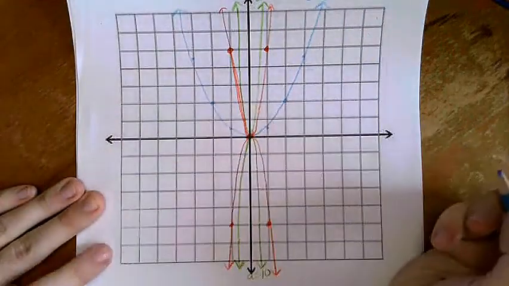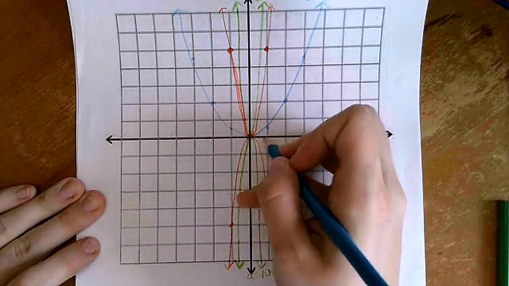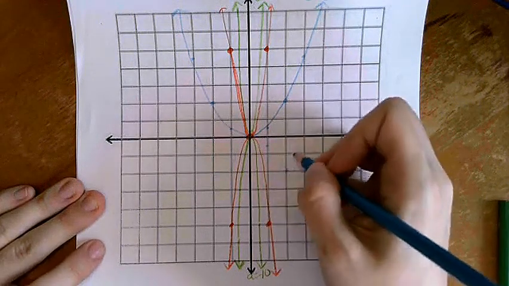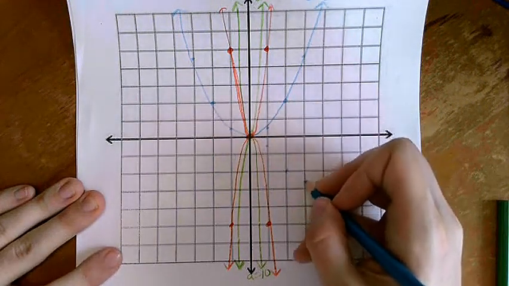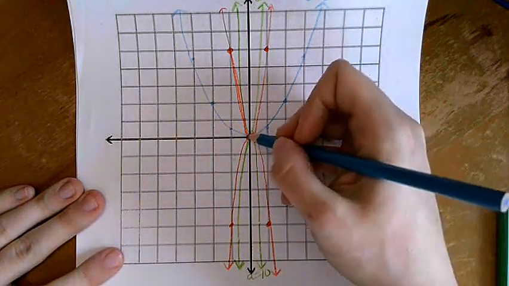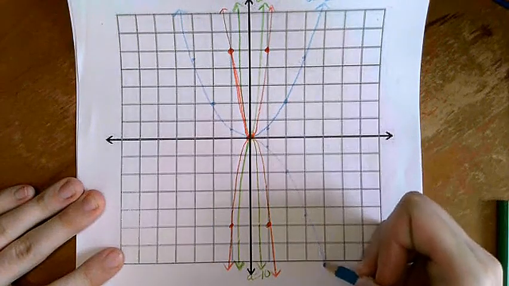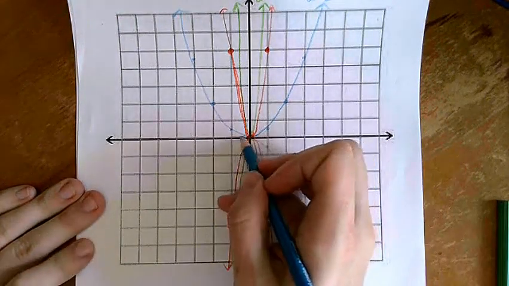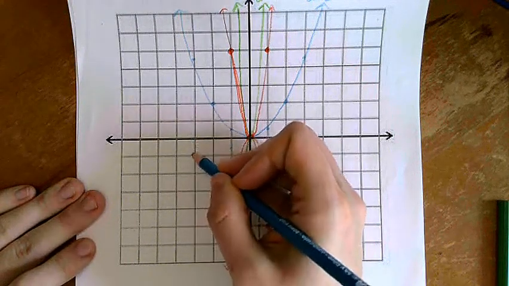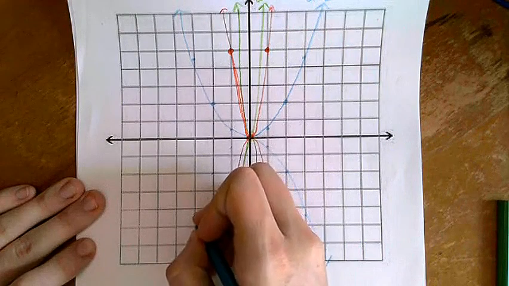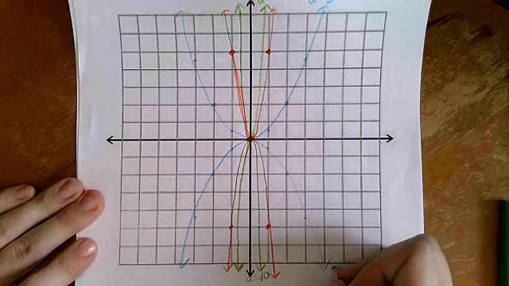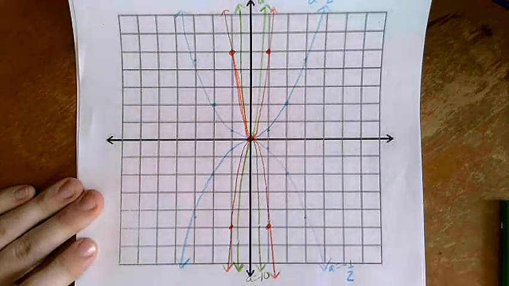My vertex is still at 0, 0, but now I have a 1 and a -1/2. I have 2 and -2. I have 3 and -4.5. So it looks something like this. And I have -1, -0.5, -2, -2, and then -3 and -4.5. So that is for my a equals -1/2.